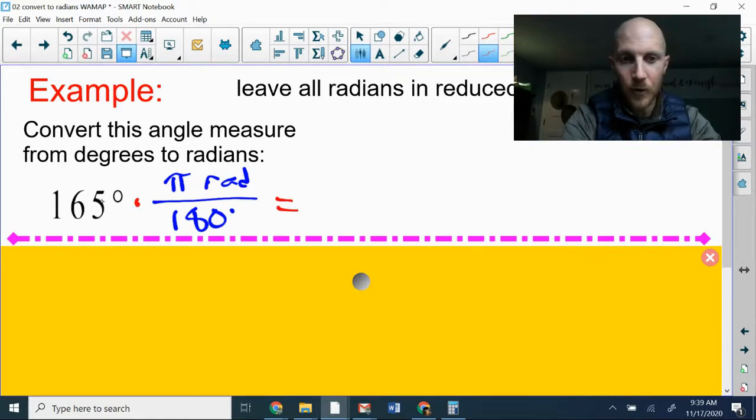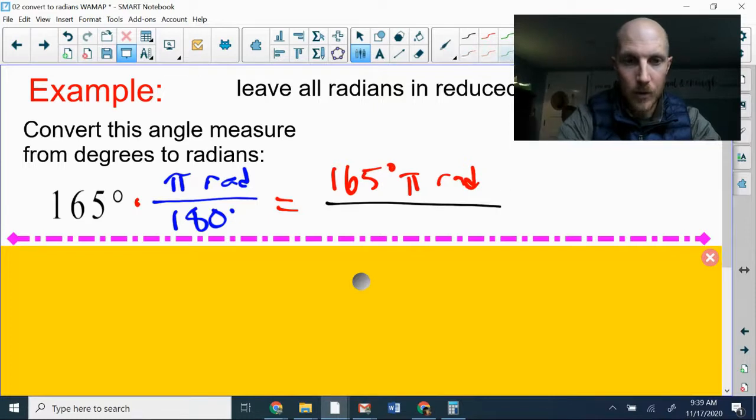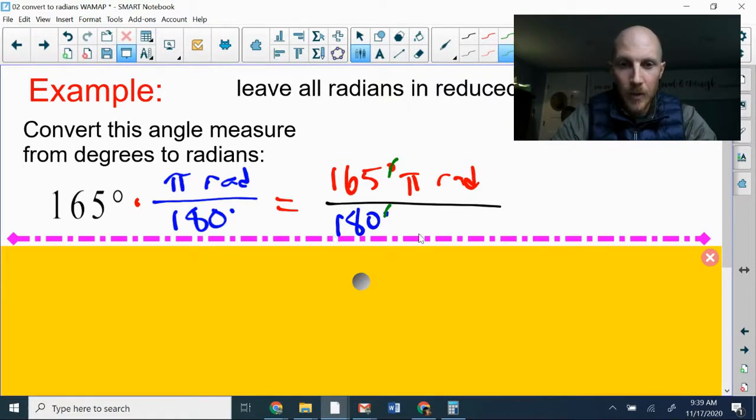All right, so the 165 degrees is going to multiply into the top. And then in the denominator, I have 180 degrees. And I'm going to cancel these units. And then my final answer, I'm supposed to leave all radians in reduced fraction form, right? So I have a fraction, I just need to reduce it. So 165 over 180, that's really what I'm focusing my attention on. Can I reduce 165 over 180? I can see they're both divisible by 5 because they end in a 5 and a 0.